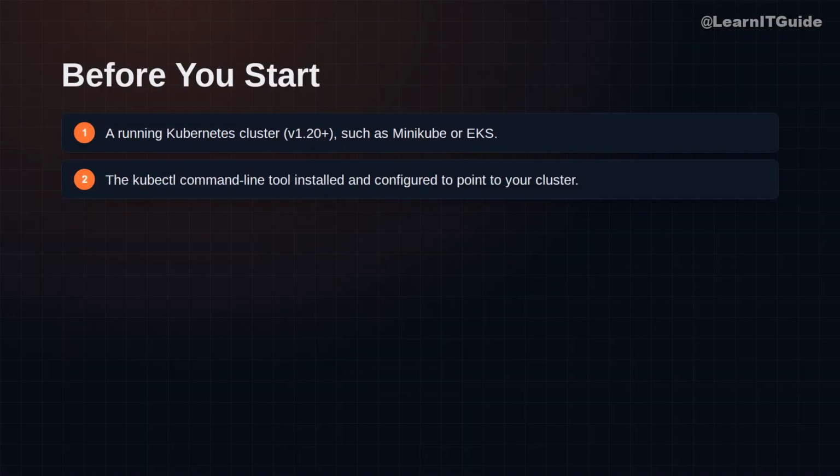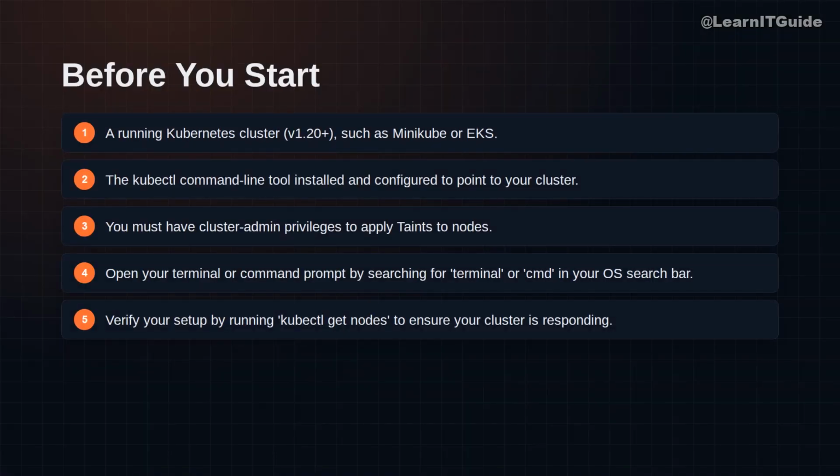Before we start, you need a few things ready. First, you need a running Kubernetes cluster, version 1.20 or newer. You also need the kubectl tool installed and configured. Crucially, you must have cluster admin privileges because applying taints is a privileged operation. If you haven't done so, open your terminal now and run the get nodes command. If you see your nodes listed, you are ready to proceed. Take a moment to review each point shown on screen.